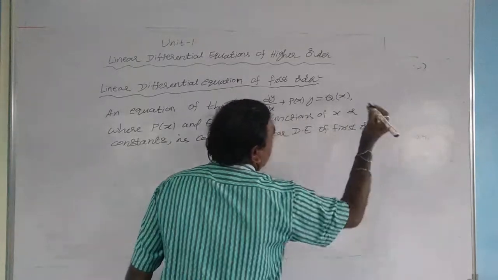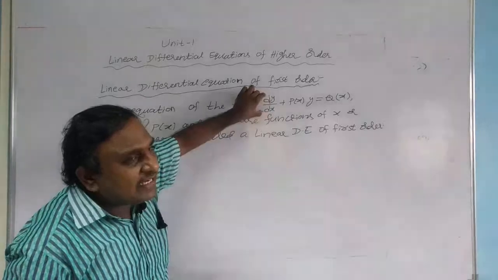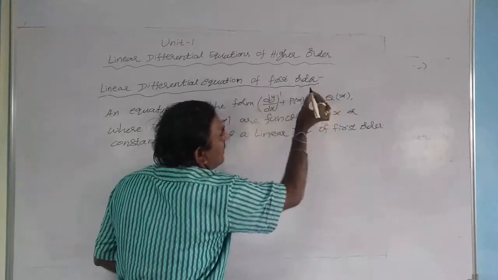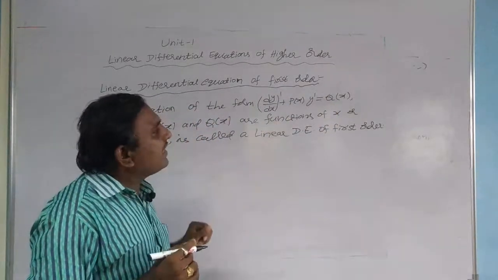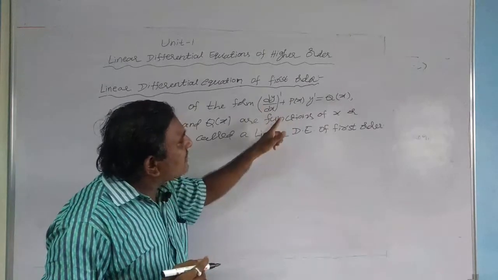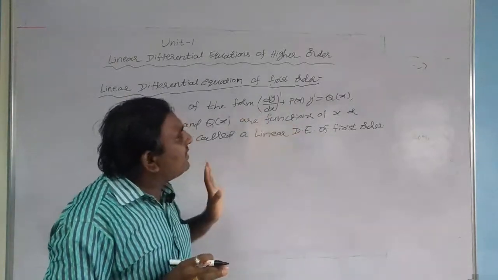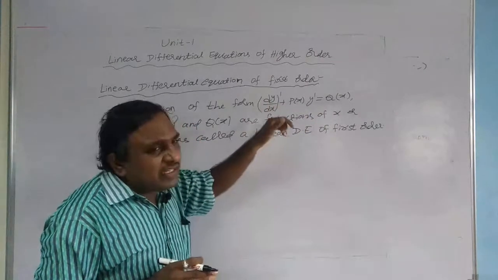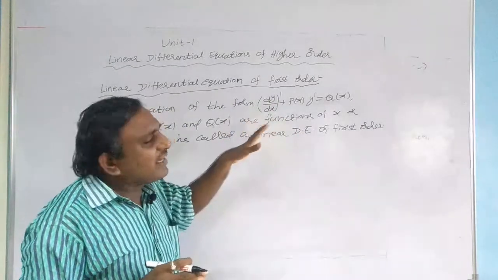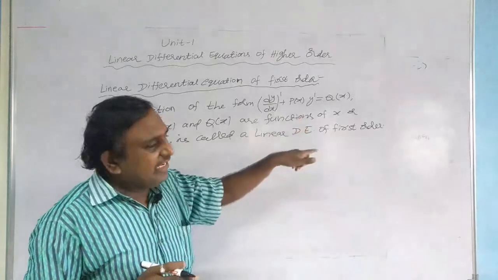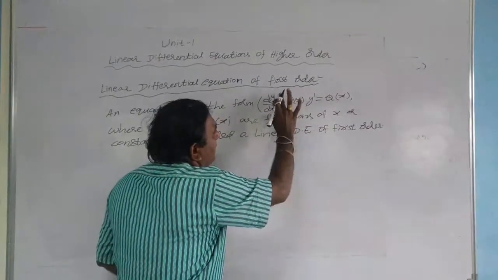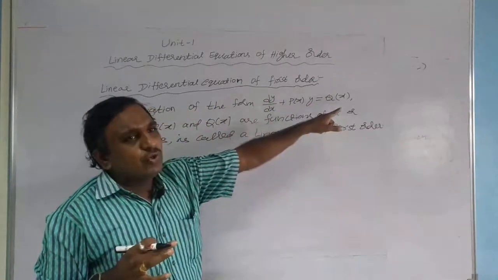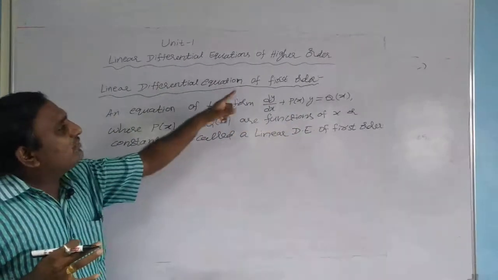Why are we saying this one is linear here? What is the power of dy by dx? The power of dy by dx is 1 and the power of y is 1, so the first condition is satisfied. Second, y and dy by dx are not multiplying anywhere, so the second condition is also satisfied. Third, y and its derivative dy by dx are not in the form of a transcendental function, so the third condition is also satisfied. That's why we call this linear. Any equation of the form dy by dx plus p of x into y is equal to q of x is called a linear differential equation of first order.